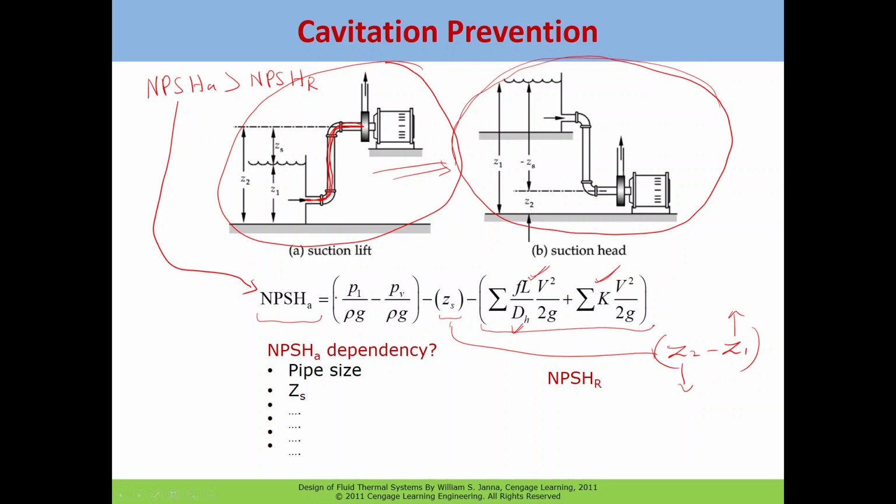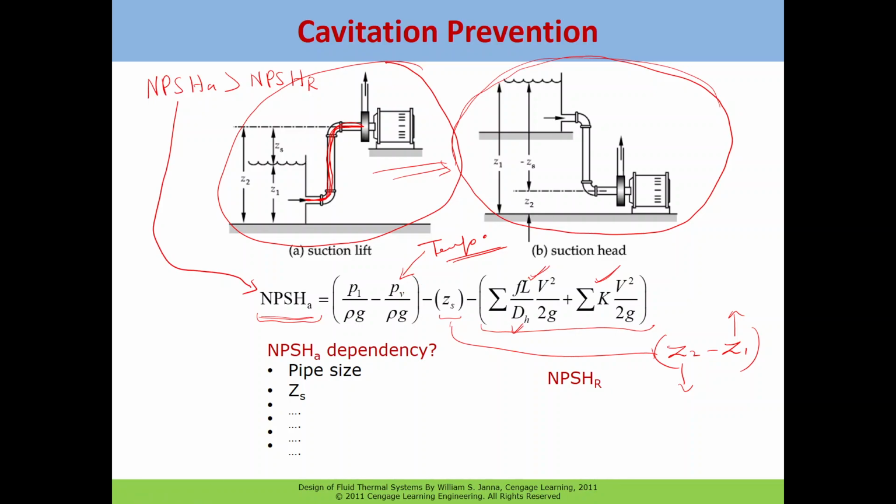The second thing is that P1 is atmospheric, so you have no control over that. Now PV is with a negative sign, so if you want this quantity to be more, then PV should be smaller. So how can you control that? It depends upon the temperature. If you bring the temperature down, then the saturation pressure will also come down as per the thermodynamic table.